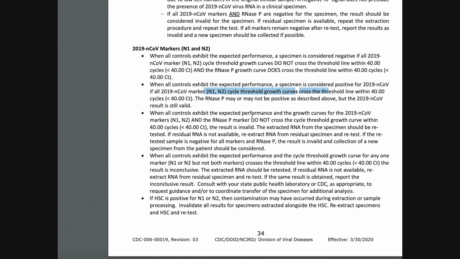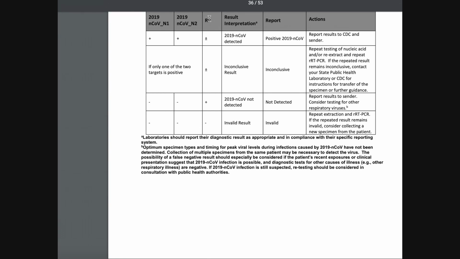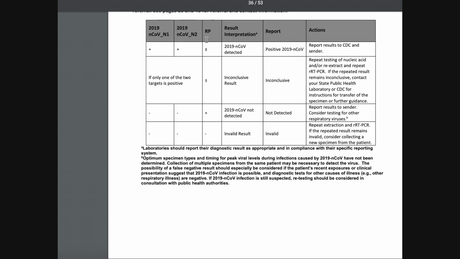Okay? And so back to this table, if the control worked, as you can see right here, and both of these viral genes went above the cycle threshold, then the person is positive for the coronavirus, COVID-19. It's important to notice that when you're looking at this positive result, the control actually doesn't have to work. Even if the control comes back negative, as long as both of these viral genes came back positive and crossed the cycle threshold within 40 cycles, the person would still be positive.